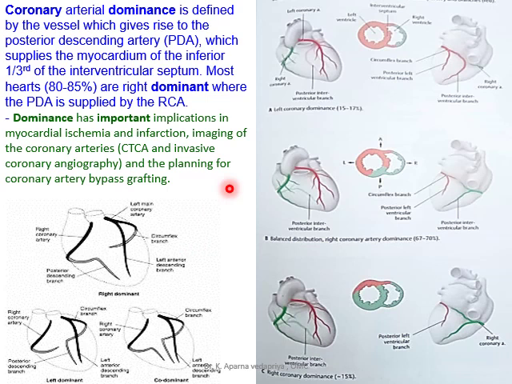So why do we have to know about this dominance? It matters in myocardial ischemia or infarction, imaging of the coronary arteries, or invasive coronary angiography, for planning the bypass grafting. What part of the myocardium is supplied by the right and left coronary arteries makes an important decision planner. So that depends on the dominance of the heart.